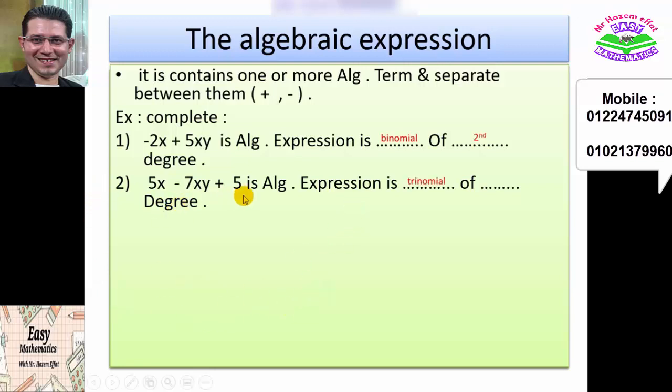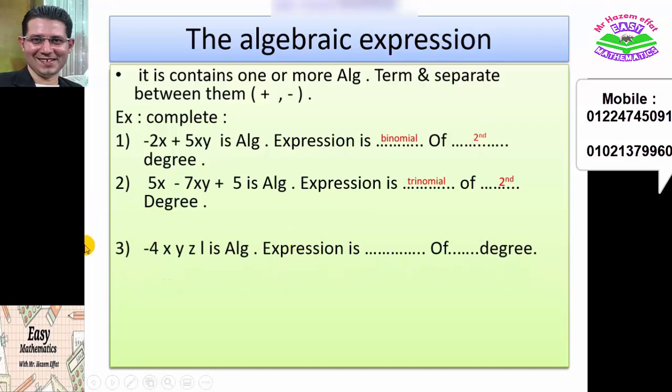What about the degree of this algebraic expression? Yes, we must find the degree of each algebraic term alone and take the highest one. 5x here will be of the first degree. 7xy will be of the second degree. 5 here is an absolute term, so it will be of the 0 degree. And we take the highest one, so it will be of the second degree.